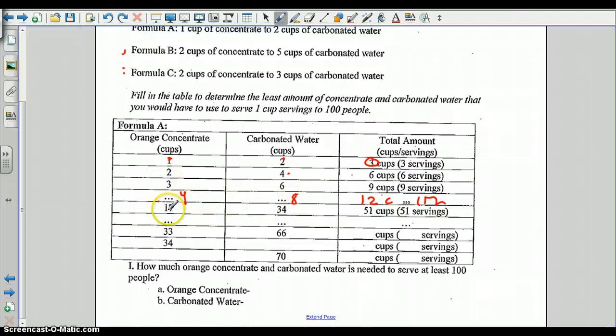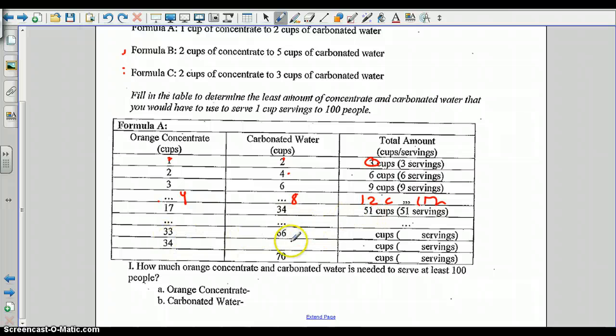Then they're showing you they skipped a bunch. They skipped up to 17. So if you did 17, that means the concentrate you're actually multiplying by 17. But you've got to do the same thing here. 17 times 2 is 34, which makes 51 cups. 17 plus 34 makes 51.